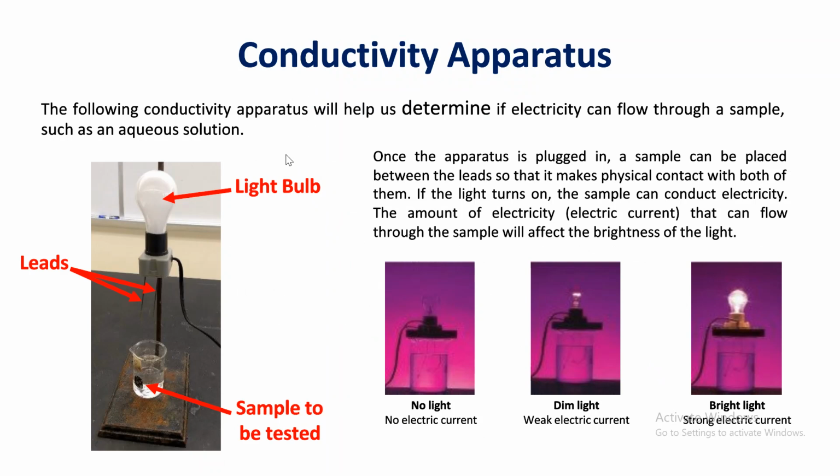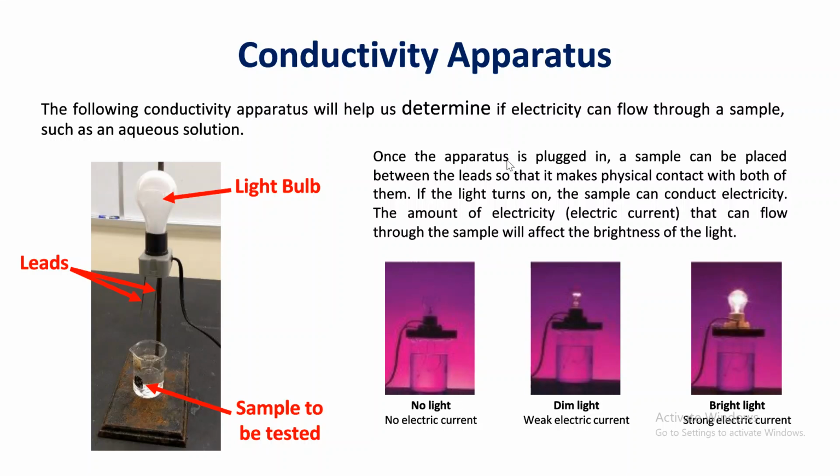Now, this is the conductivity apparatus we're talking about. We have the light bulb, we have the leads right here, and then we have the sample to be tested. This is going to help us determine if electricity can flow through a sample such as an aqueous solution. If electricity flows, the circuit is going to be complete, and the light bulb is going to be bright, which tells us it's a strong electric current. If you see dim light, that means it's a weak electric current. If there is no light, that means there is no electric current.